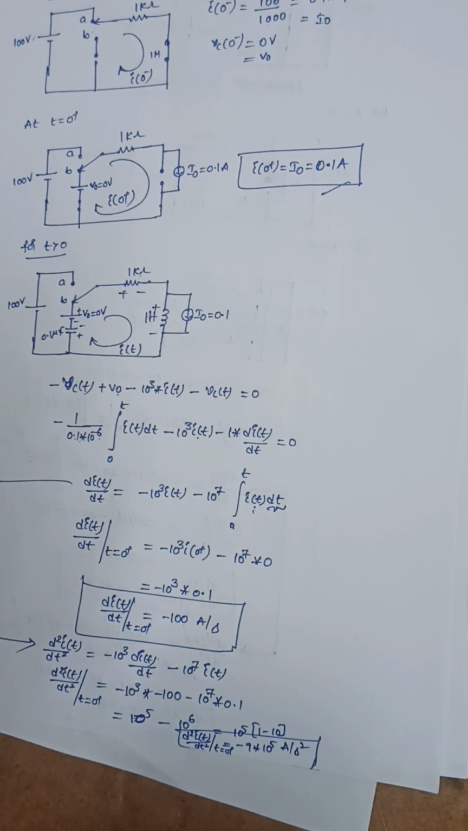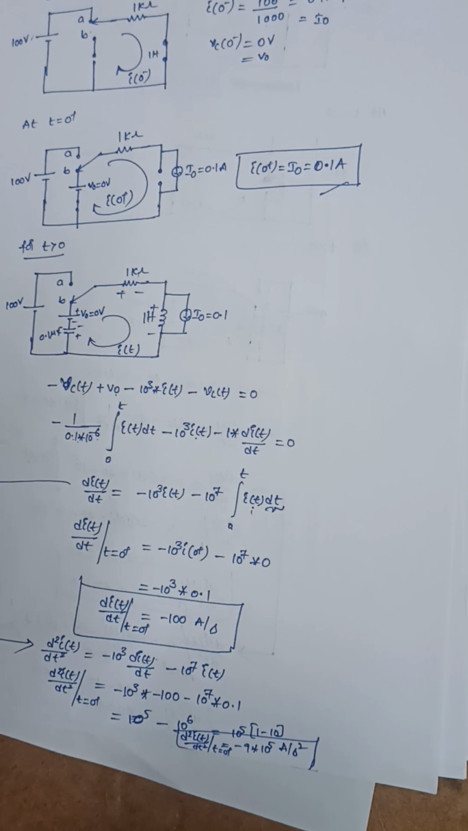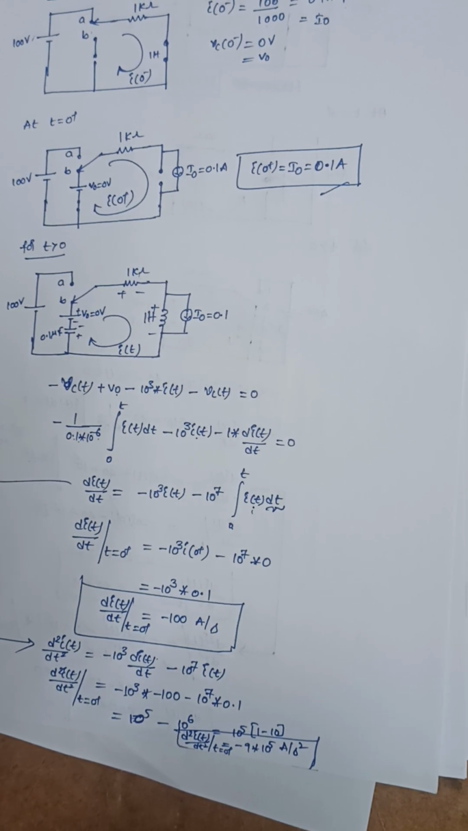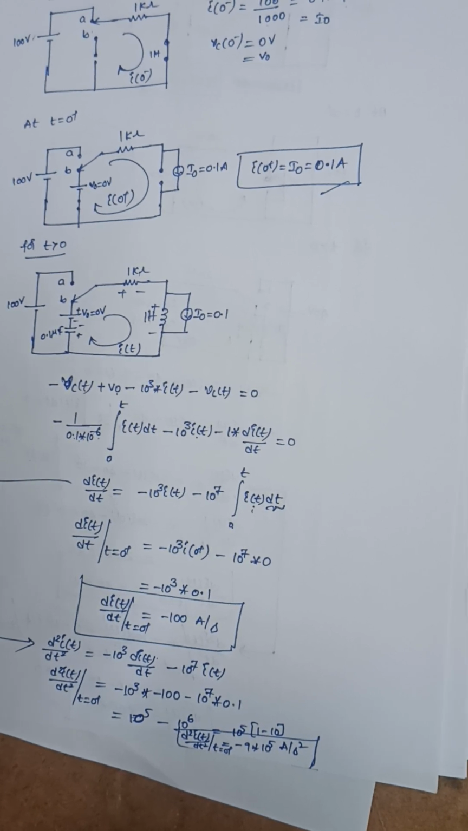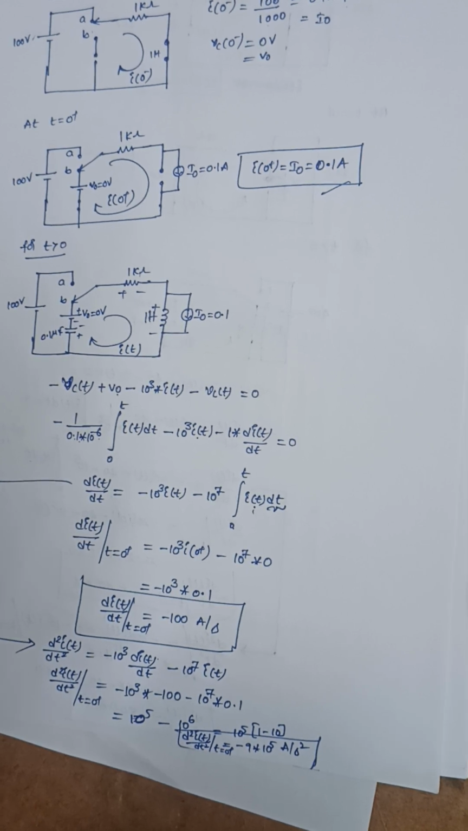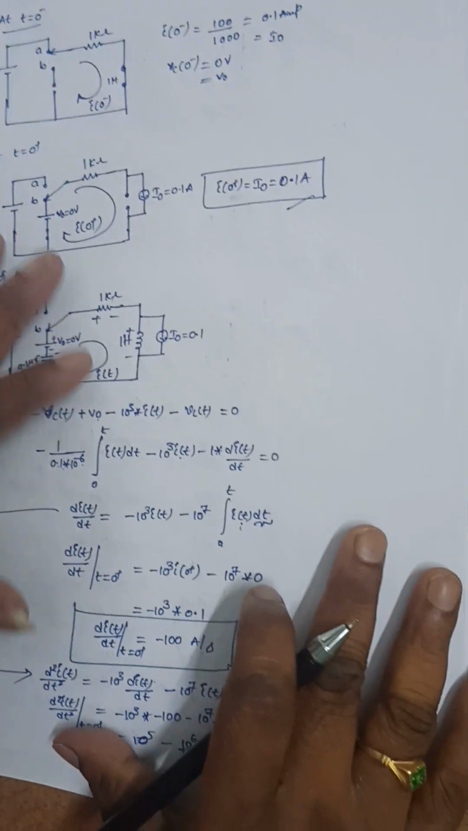Next, the third step is to find di of t by dt and d square I of t by dt square. We need to write the integral differential equations. To write them, we need to draw the circuits for t greater than 0. For t greater than 0, the inductors and capacitors are replaced with their equivalent circuits. So this is the procedure.